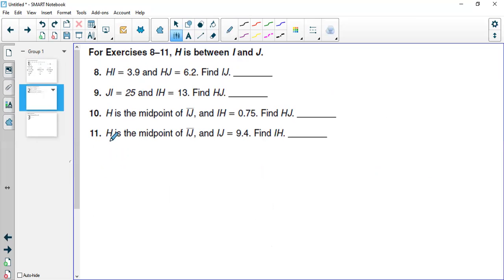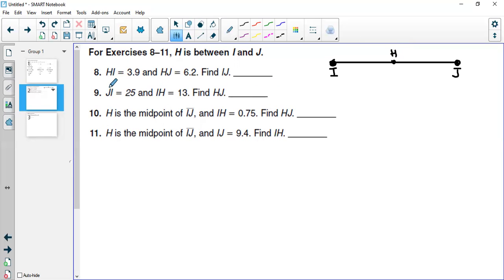For exercises 8 to 11, H is between I and J. So of course we need to draw a line always. Okay, line, and then let's name it. Can I name this line as HJ? But H is between, so I can't. I need to name it as IJ. H is somewhere between, so we are not bothered really where it is. Let's put it here.